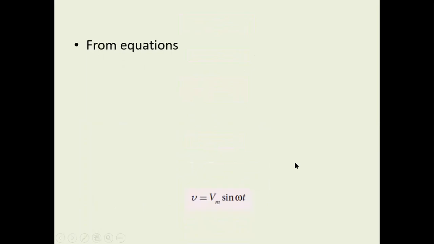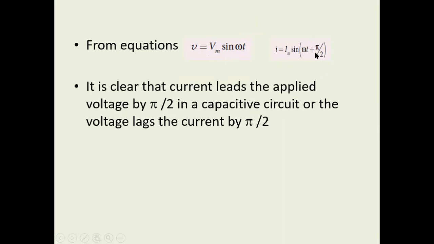Now, from these two equations, we can find the phase angle. Here V is equal to Vm sin omega t and I is equal to Im sin omega t plus pi by 2. For voltage, the phase angle is omega t. For the current, the phase angle is omega t plus pi by 2. So the current leads the voltage by an angle of pi by 2, and the voltage lags the current by an angle of pi by 2. Now this can be drawn in the phasor diagram.